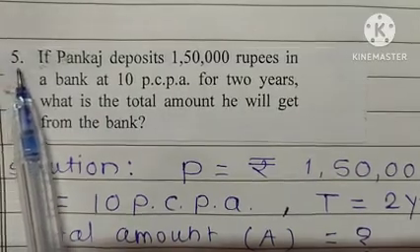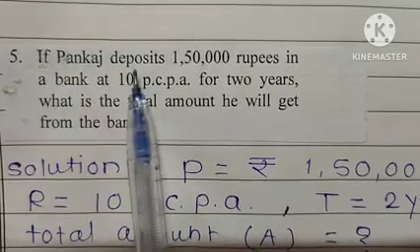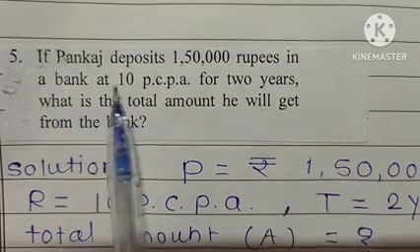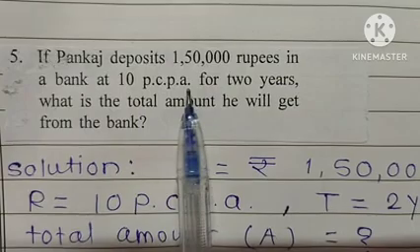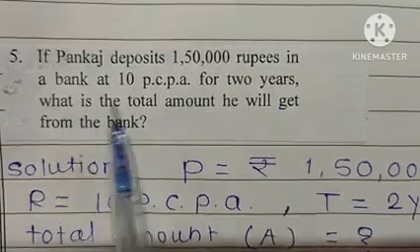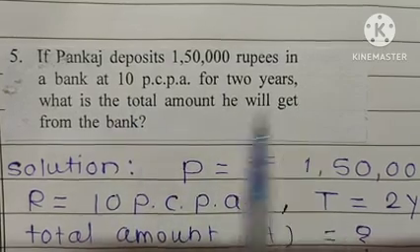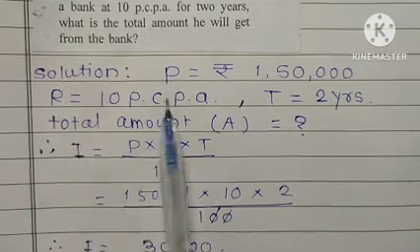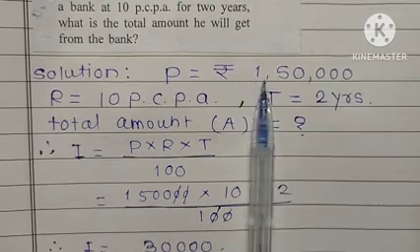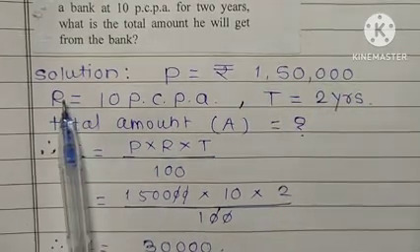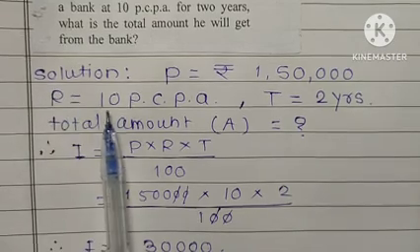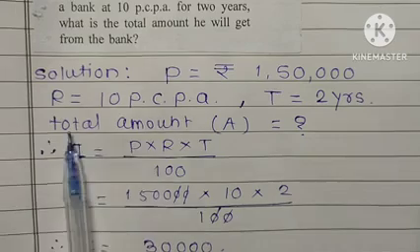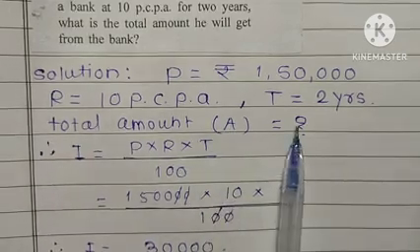Example 5. If Pankaj deposits 1,50,000 rupees in a bank at 10 percent per annum for 2 years, what is the total amount he will get from the bank? Now solution. P, that is principal amount, is rupees 1,50,000. R, that is rate of interest, 10 percent per annum. T, that is time period, 2 years. So total amount A is to be calculated.